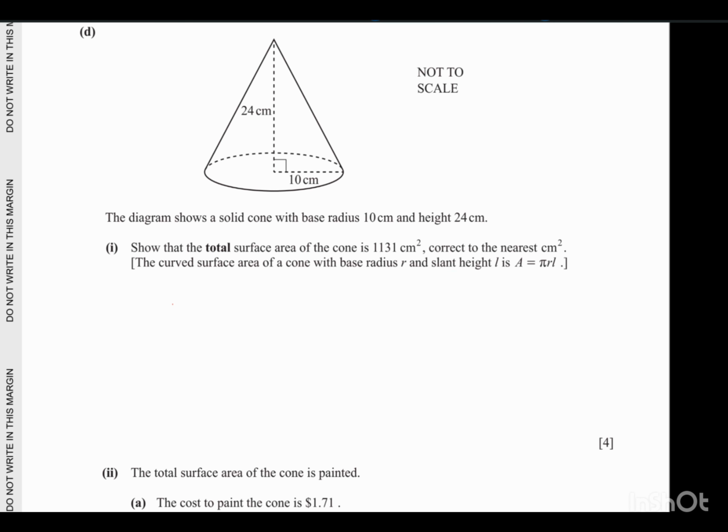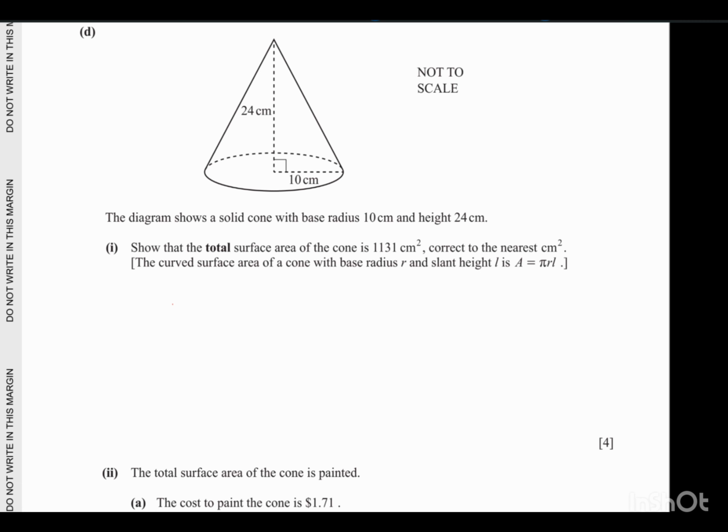Question D. The diagram shows a solid cone with a base radius 10 centimeter and height 24 centimeter. So this is the base radius and this is the height. Show the total surface area of the cone is 1171 centimeter square, correct to the nearest centimeter square. The curved surface area of the cone with the base radius r, slant height L is pi r L. So they have given us the formula for curved surface area.